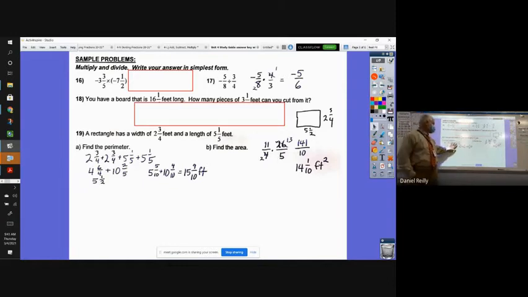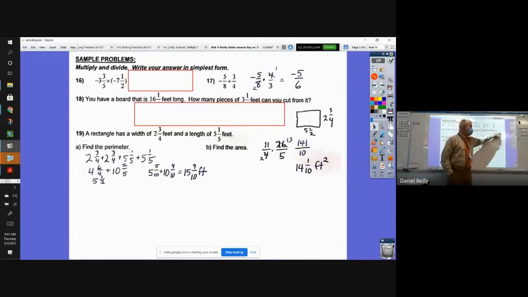So if you are asked to find the perimeter of a rectangle, that's the measurement all the way around the rectangle, right? How far is it all the way around the shape? That's what perimeter is, around the rim of the shape, okay? So that means I need to add up these four sides, an adding problem of fractions. 2 3/4 plus 2 3/4 plus 5 1/5 plus 5 1/5, okay?